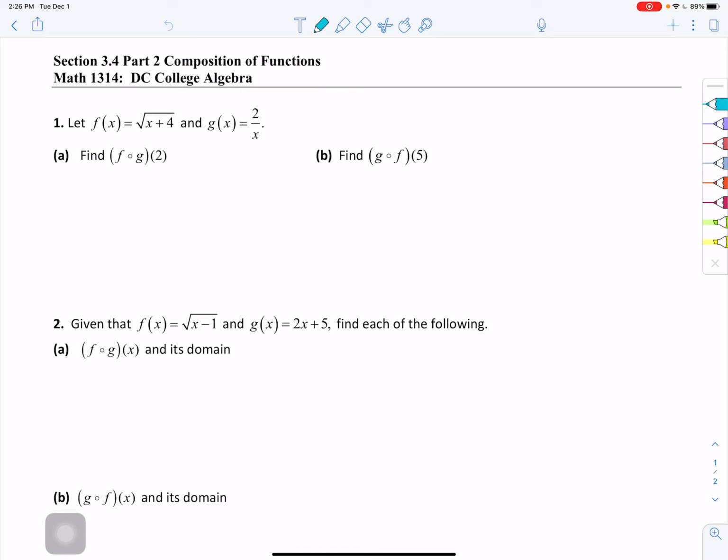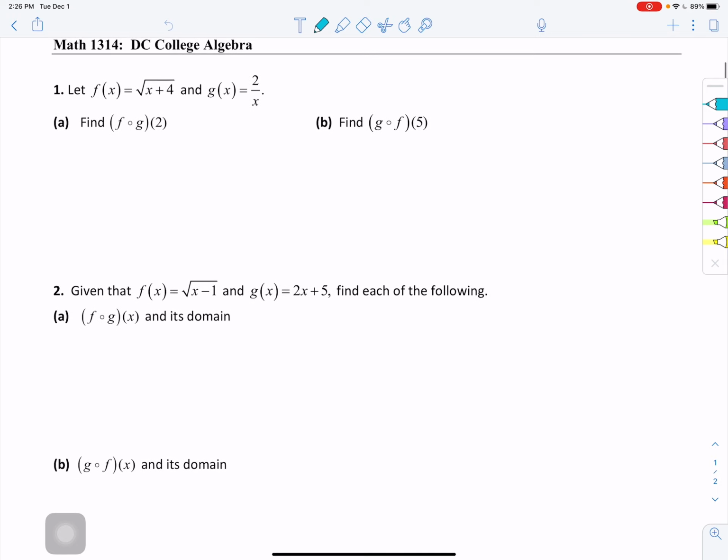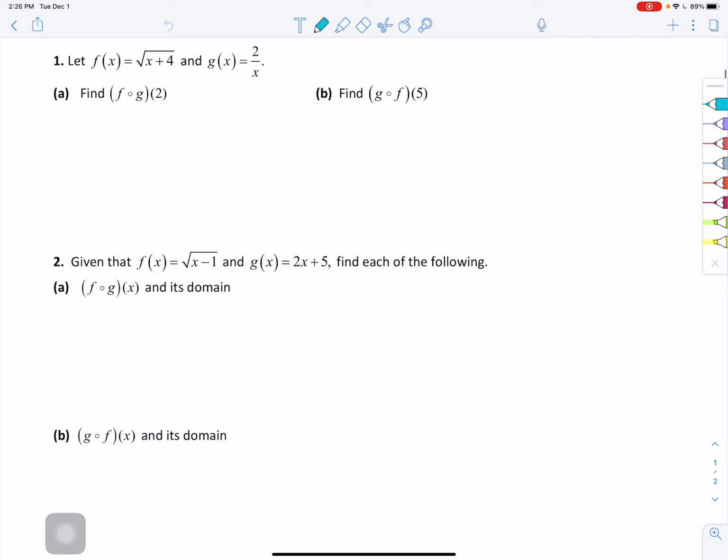This is your class lesson for part 2 of section 3.4, composition of functions. We'll begin with composing functions f and g. Both of those functions are given there.